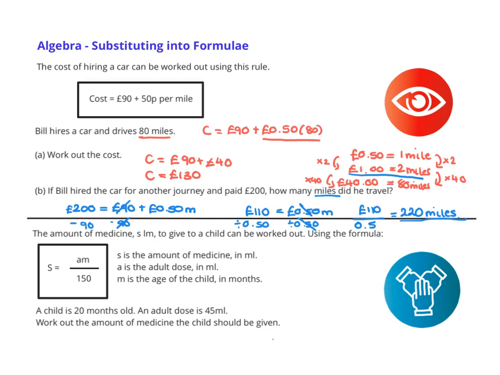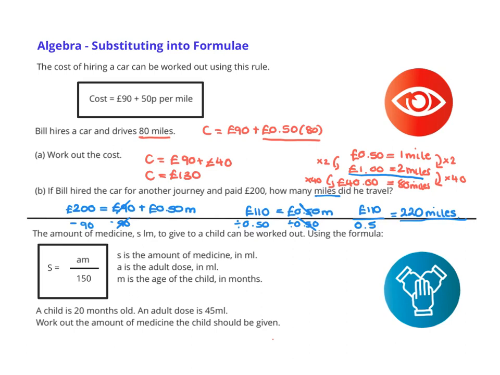It says: the amount of medicine, shown in millilitres, to give a child can be worked out using the formula S equals AM over 150. S is the amount of medicine in millilitres, A is the adult dose in millilitres, M is the age of the child in months. So if a child is 20 months old and an adult dose is 45 millilitres, work out the amount of medicine the child should be given. Pause the tape now to have a go.